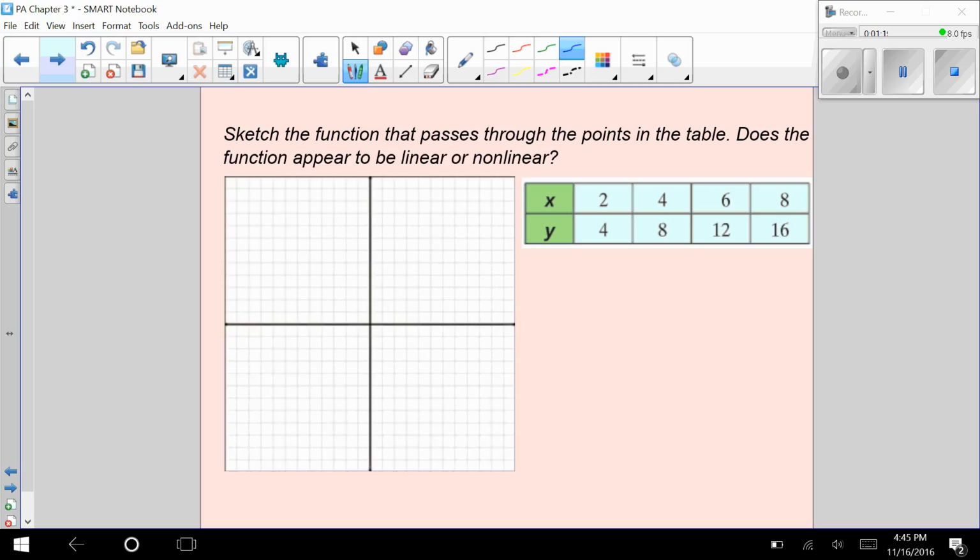All right, we're going to sketch the function that passes through these points and decide if it's linear or nonlinear. So if I have 2, 4, x is 2, y is 4, so I go 2, 1, 2, 3, 4, right there. 4, 8, right about there. 6, 12, and then 8, 16 doesn't even fit on my graph. But if I connected these, does that appear to be a straight line? It sure does, so it is linear.